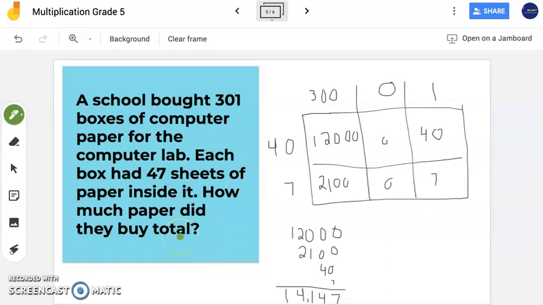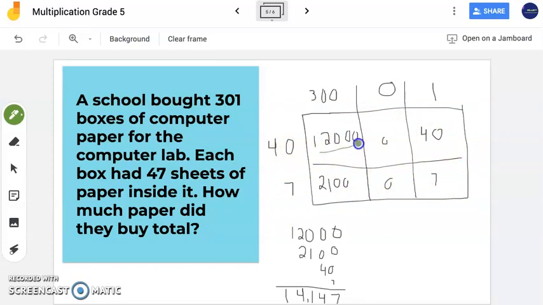Now what I did here was already set up my partial product problem here. So I chose to use partial products as my multiplication method to multiply. What I did here is I drew a 3 by 2 area model or a rectangle to help you solve this problem. Notice I took 301 and I wrote that number in expanded form. I have 300, 0, and then 1. On this side, I took 47 and I wrote that number in expanded form. 40 and 7. Now my goal here was to fill in these boxes.